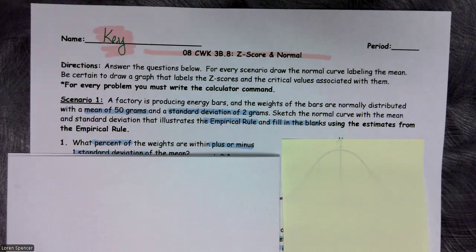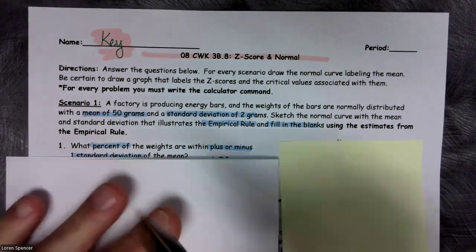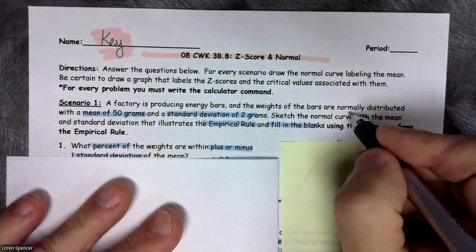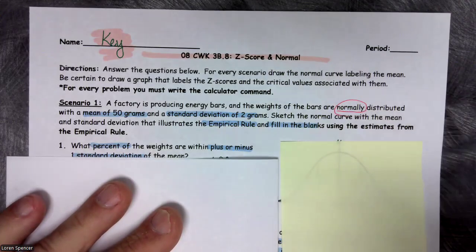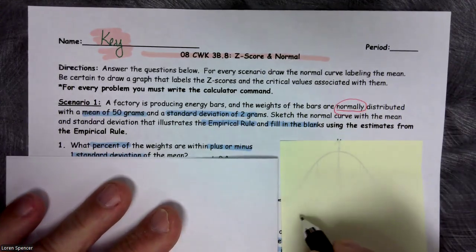So a factory is producing energy bars, and the weights of the bars are normally distributed with a mean of 50 grams. That's super important. First off, it's super important they told us it's normal because that tells me right away I can draw a normal curve. So I'm going to go ahead and do that.